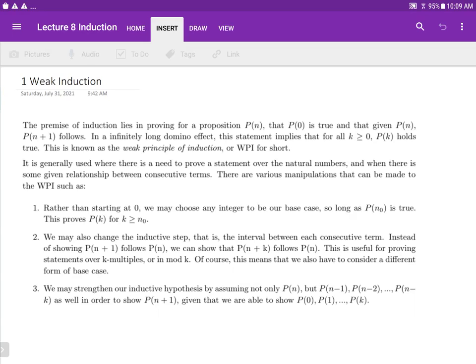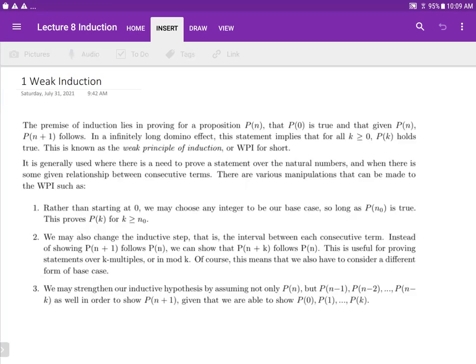Now, we can also strengthen our inductive hypothesis by assuming not only p sub n, but p sub n minus 1, p sub n minus 2, etc., to show p of n plus 1, given that we are able to show p sub 0 through p sub k.